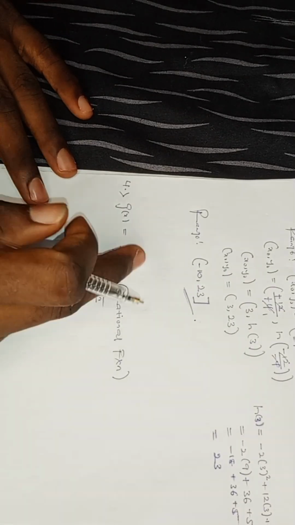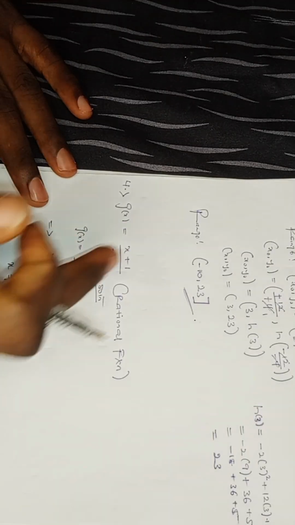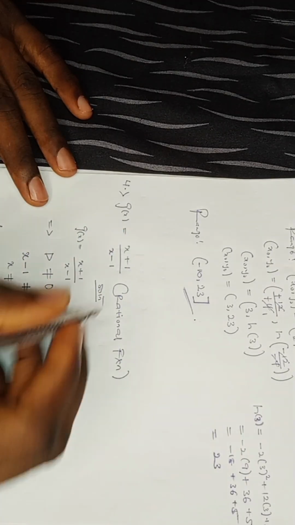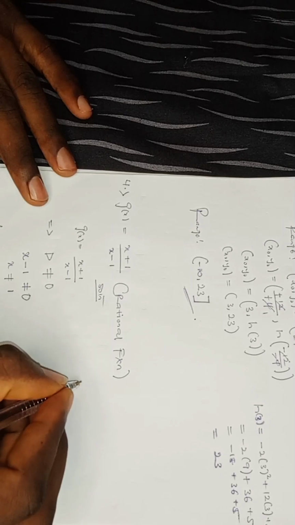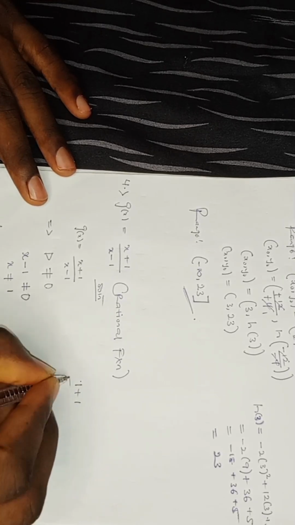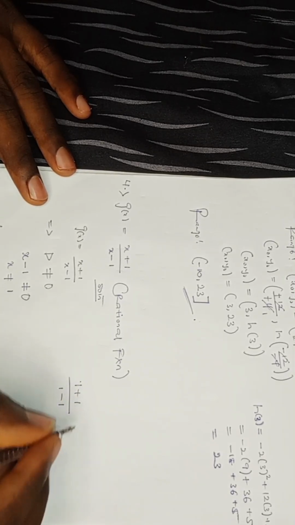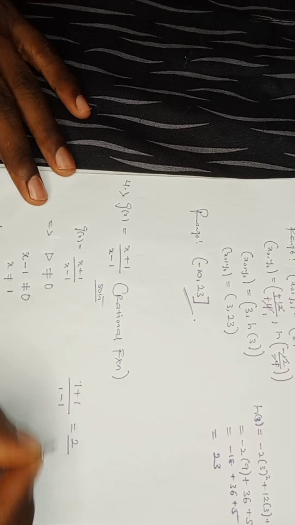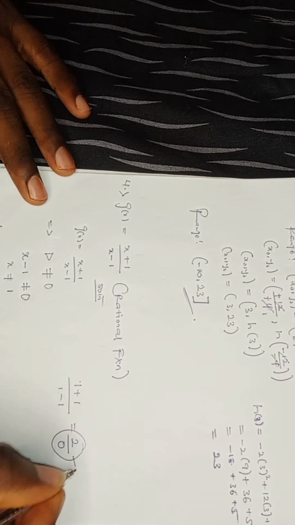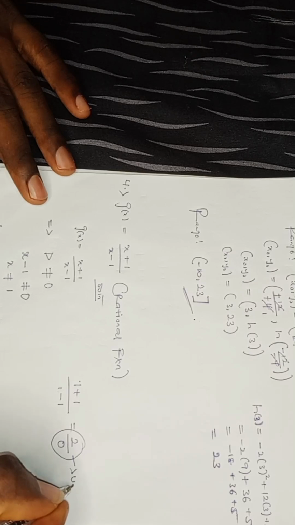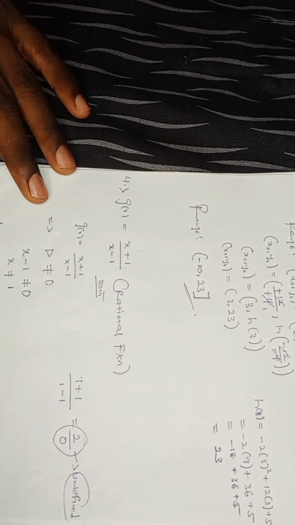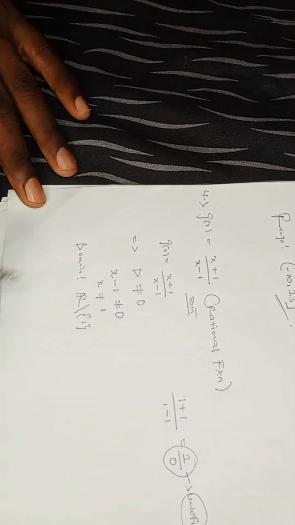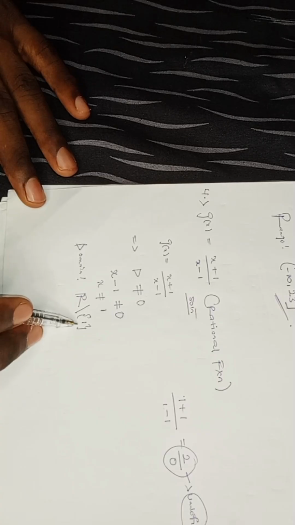Why do I say so? Because if I input any other number as x here, the function will still be defined. But immediately I input 1, the function will be undefined. Let's try. If you input 1, what would you have? As x, you have 1 plus 1 all over 1 minus 1. And 1 plus 1 will give you what? 2 all over 1 minus 1, 0. This kind of function is what? Undefined. Anything divided by 0 is undefined. So that's why we say that x can be all real numbers except 1.